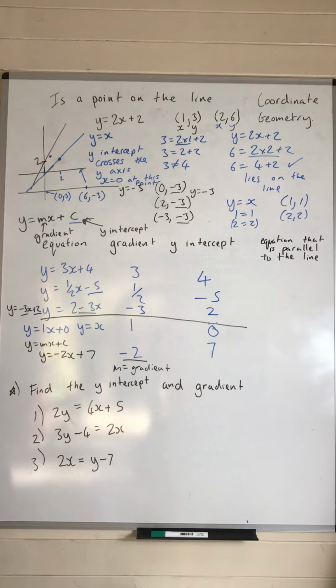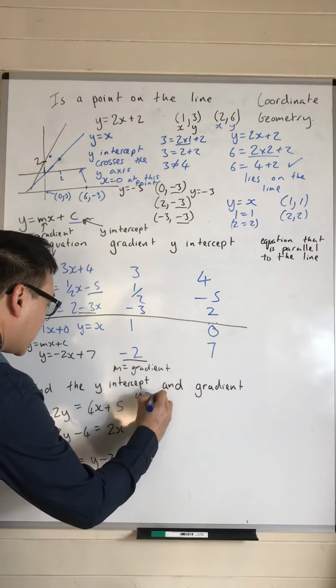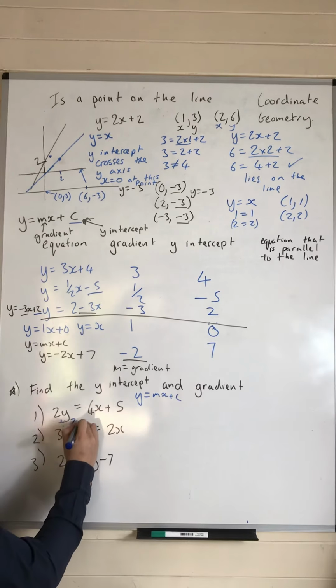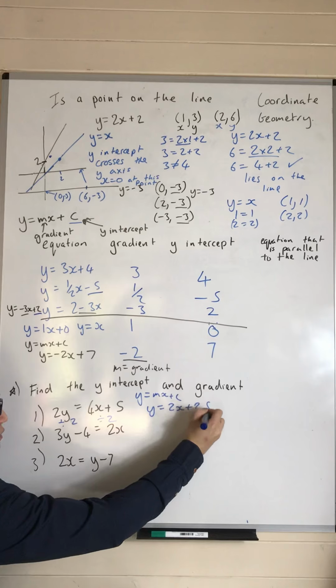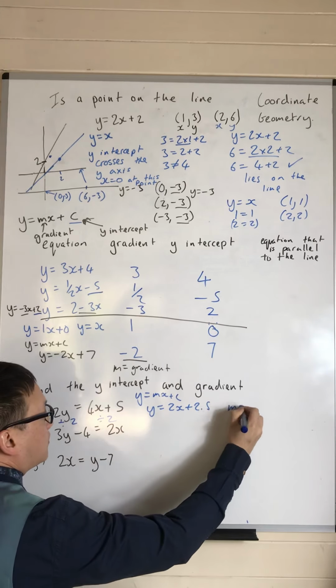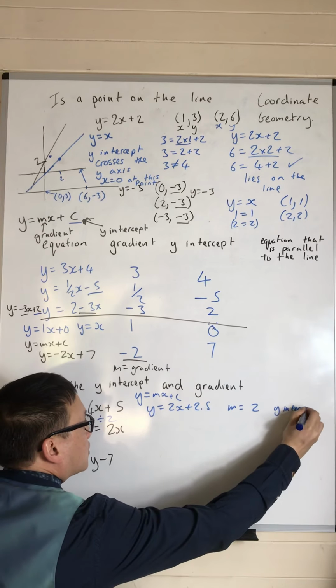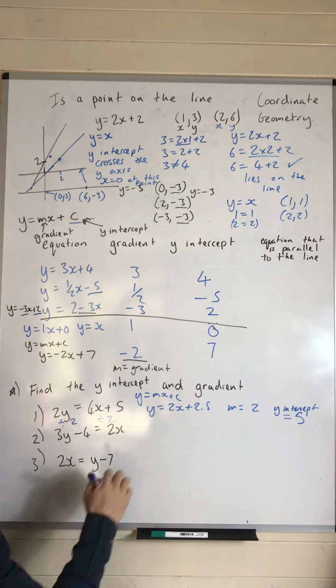Now you might get some thinking questions like these, and they still ask you to find a y-intercept and gradient. I have seen this appear in GCSE papers. Now you look at this, 2y equals 4x plus 5. Is it in the form y equals mx plus c? No, it isn't. But what can we do to fix that? Let's divide both sides by 2. So this becomes y equals 2x plus 2.5. So the gradient m equals 2 and the y-intercept equals 2.5.